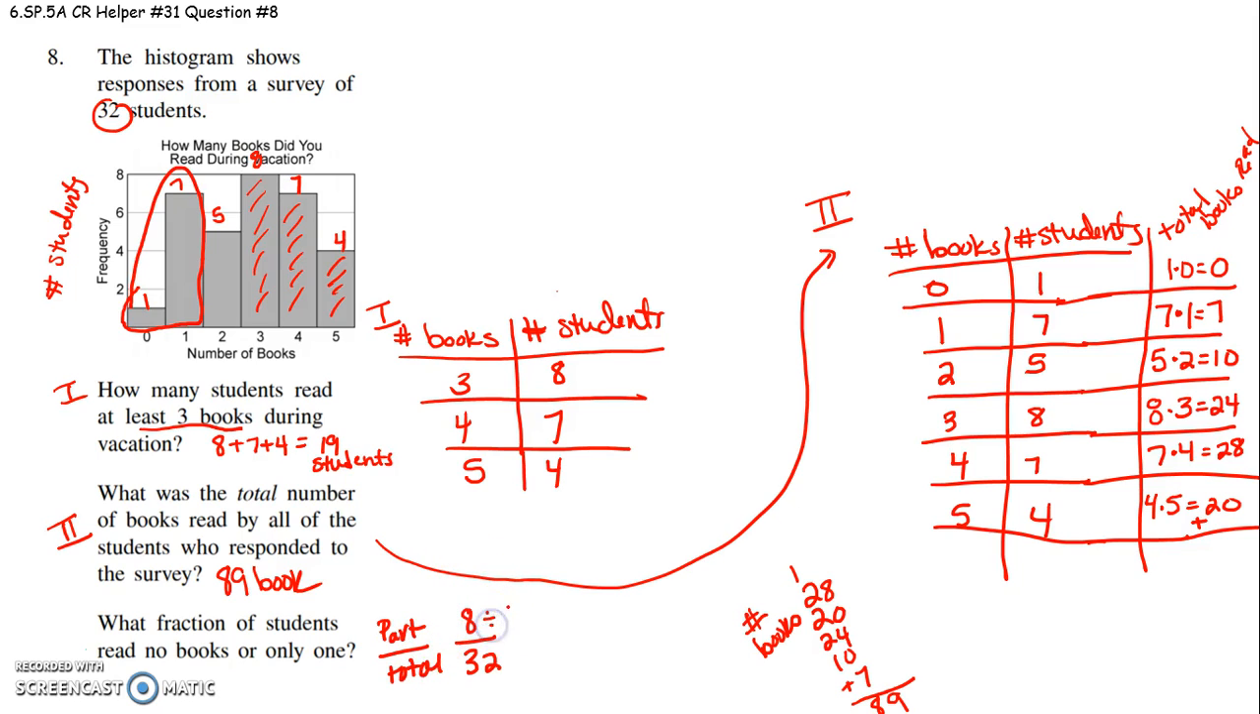I can write this in simplest form if I want. I could divide numerator and denominator by 8. So that's 1/4. 1/4 of those kids read no books or only 1 book. Hope that helps.